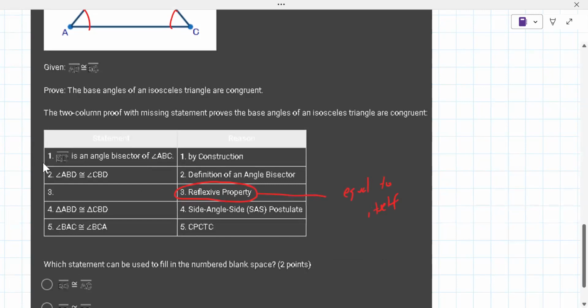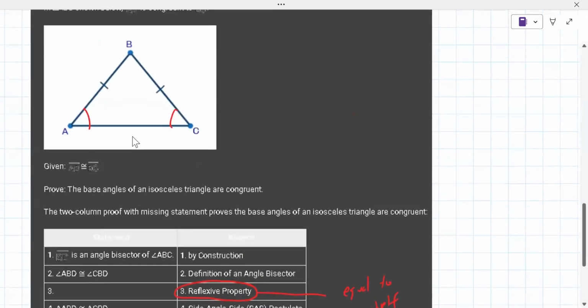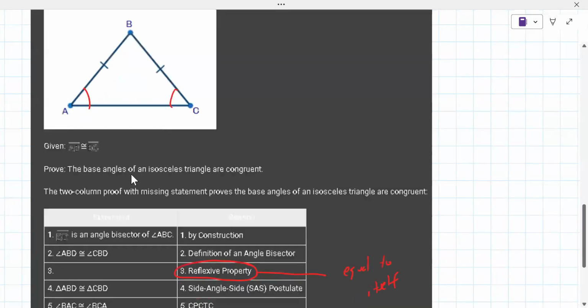Oh, okay, so it's like when you look in the mirror, your reflection. So which of these down here is a thing equal to itself? It's kind of hard to see, but maybe you can see it better. BD does equal BD. So let's go look and see what that is. What is BD? Well, I don't know. There is no BD. We've got to be careful here.